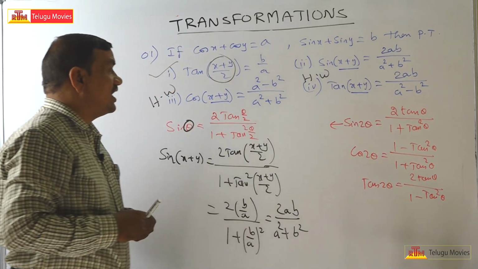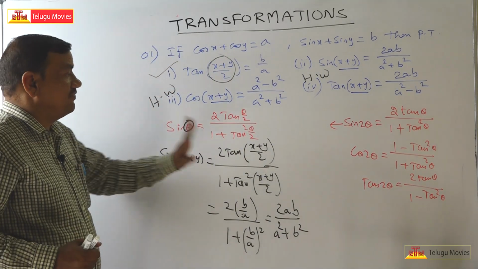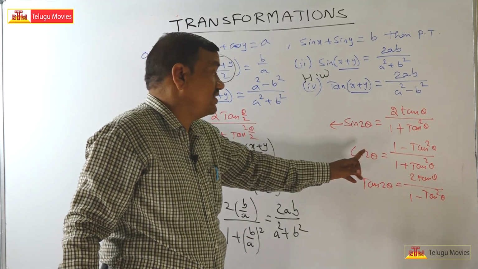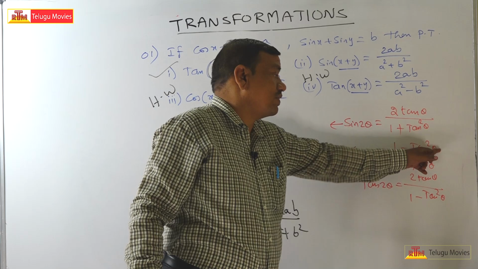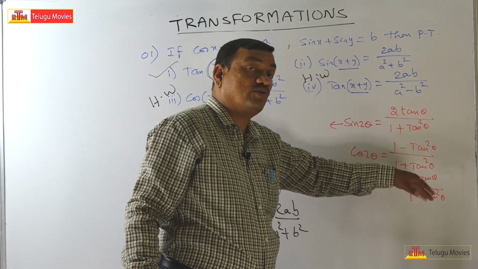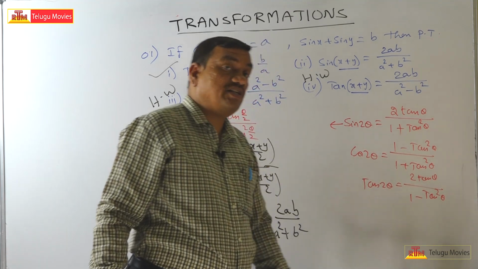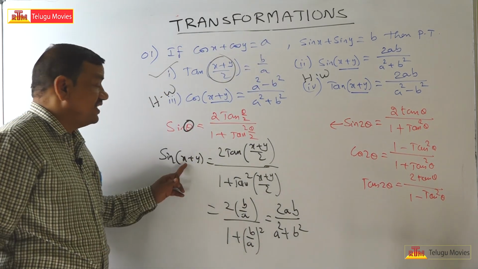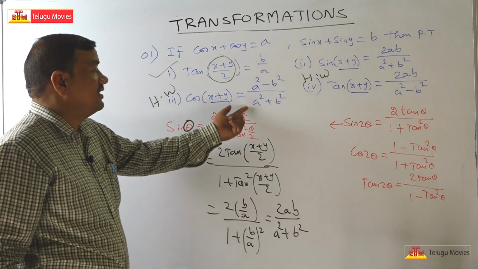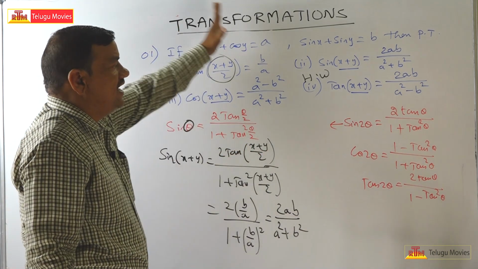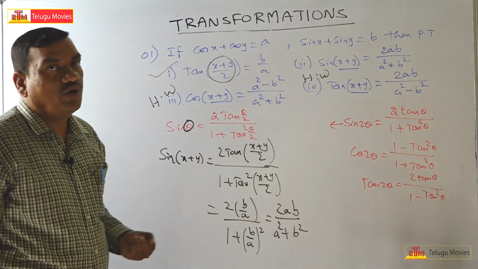Just like how I did, wherever theta is there, first convert it into the submultiple angle, that is, cos theta is equal to 1 minus tan square theta by 2 by 1 plus tan square theta by 2. Tan theta is equal to 2 tan theta by 2 by 1 minus tan square theta by 2. Wherever theta is there, substitute x plus y. Wherever theta by 2 is there, substitute x plus y by 2. Then you continue, you will get the result. I hope that you understand this solution.